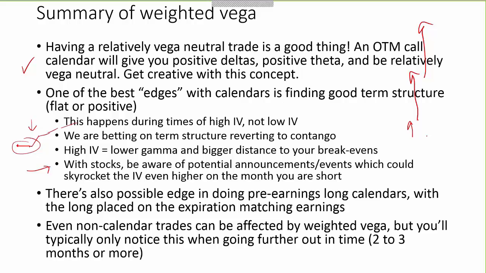And as I said, the weighted Vega concept is going to affect more than just calendars. Anything from about 60 days or more out in time is going to be affected.